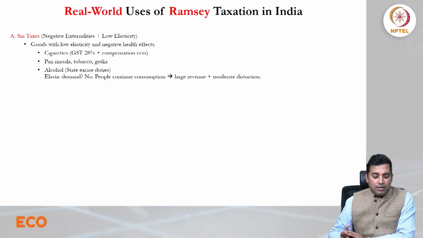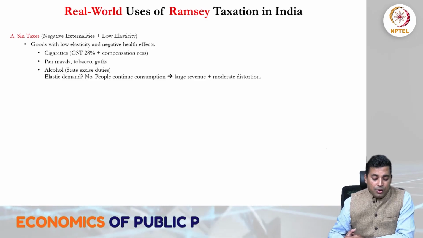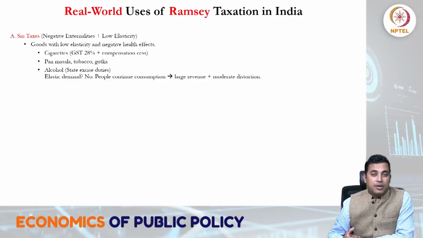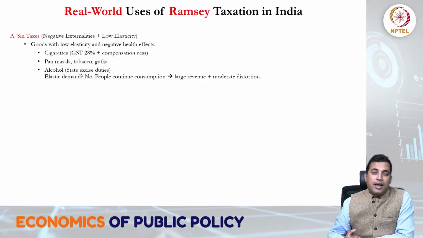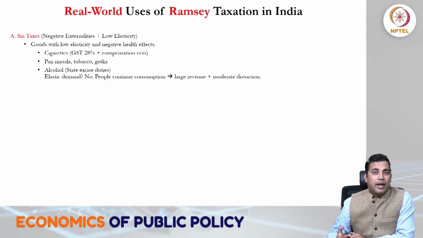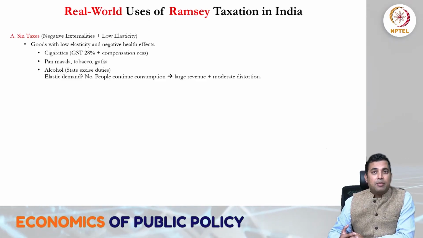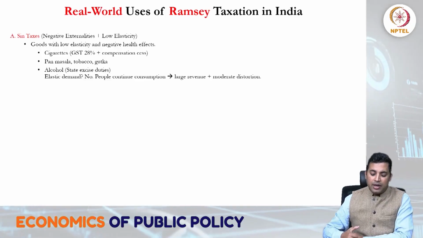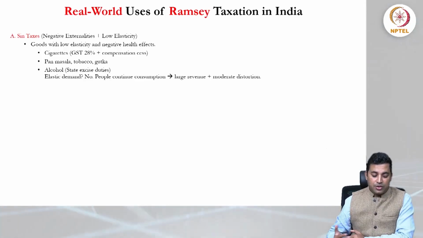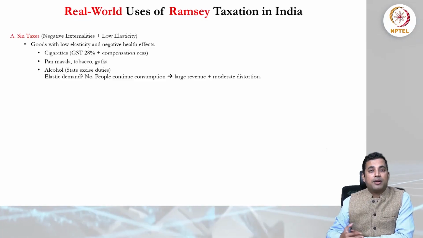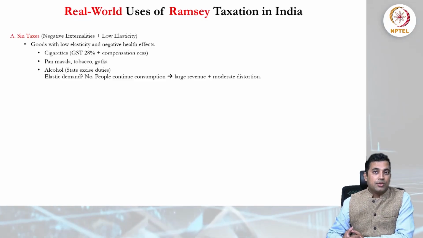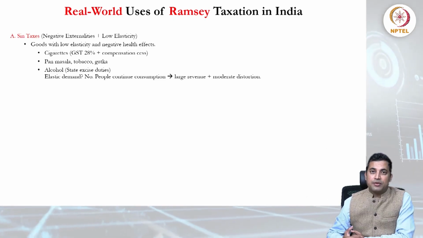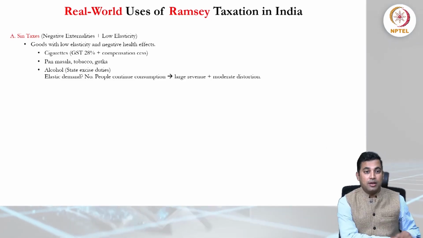Demand is inelastic, of course. People continue to consume these particular goods even with health hazard declarations, and these commodities will still be produced and consumed. Therefore, large revenue and moderate distortion. So let's put higher taxes on certain goods, and therefore tax revenue will be higher, giving the state more resources for redistribution.